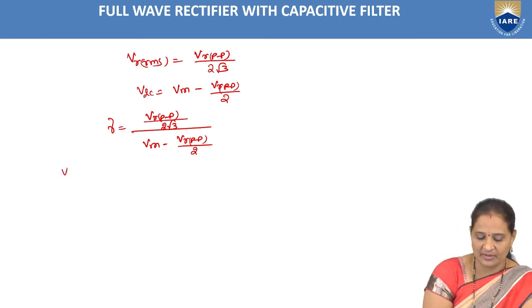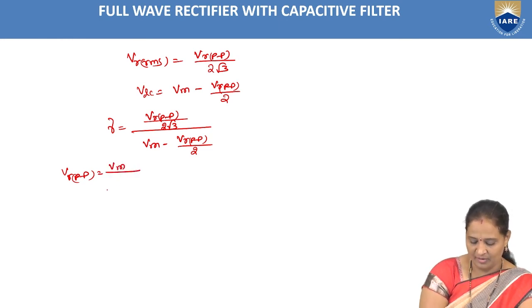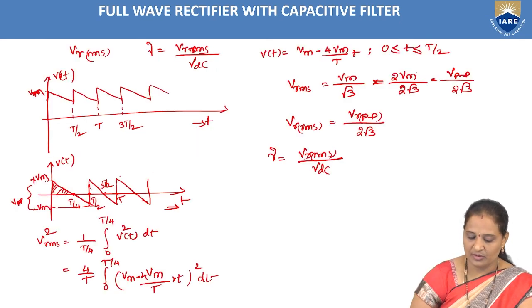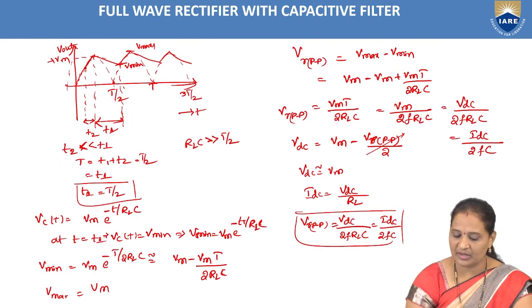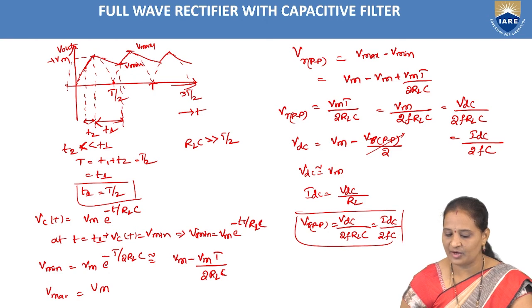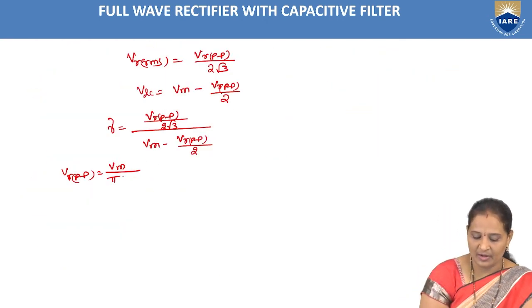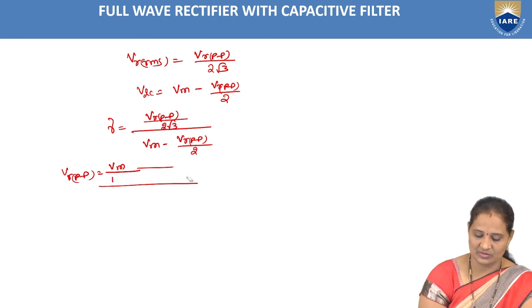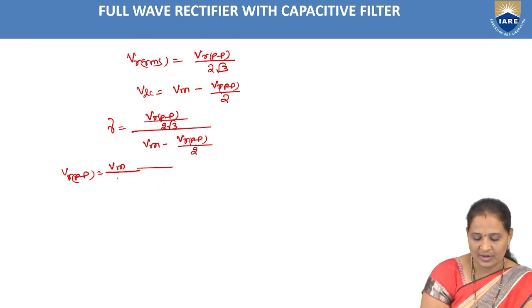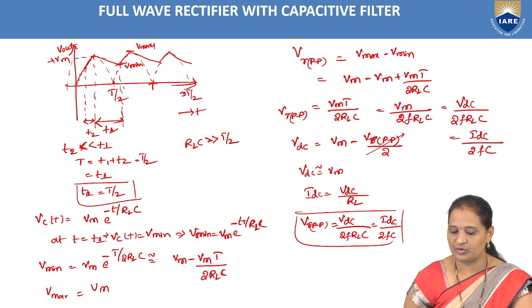Now substitute the VR peak to peak value. VR peak to peak value is Vm by 2 f into RL C. So VR RMS is Vm divided by 2 root 3 into 2 into f into RL into C. Sorry, VR peak to peak is Vm divided by 2 into f into C into RL. So this is the VR peak to peak value.